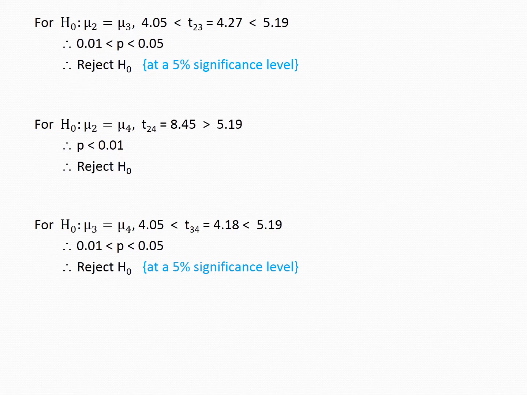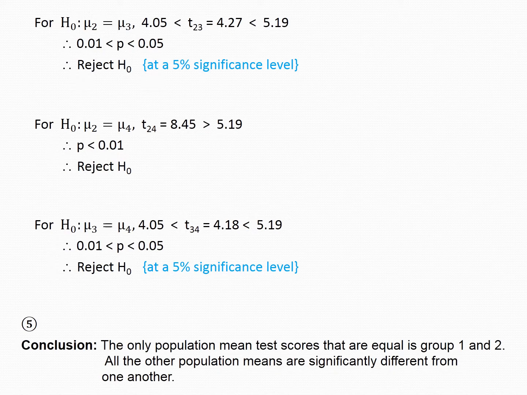Then, for step 5, we need to draw the overall conclusion. So if you rejected the null hypothesis for a comparison, then it means that those population means are not going to be equal to each other. But if you did not reject the null hypothesis, then those population means will be equal to each other. So the only population means that are equal are population mean 1 and 2, and all the other population means will be significantly different from one another.